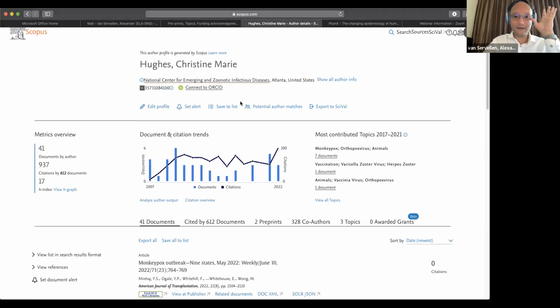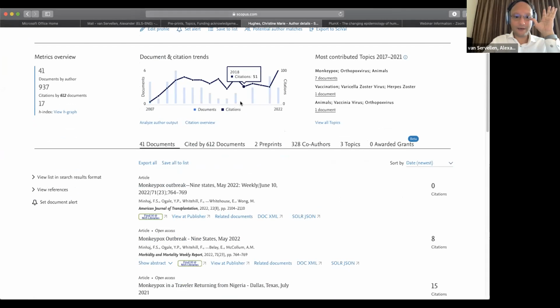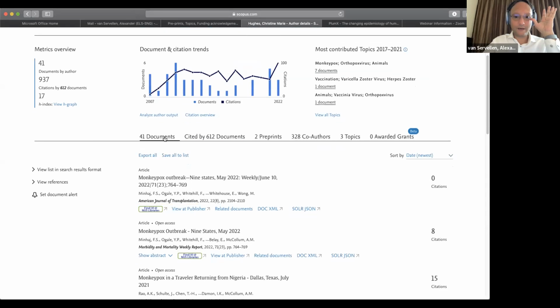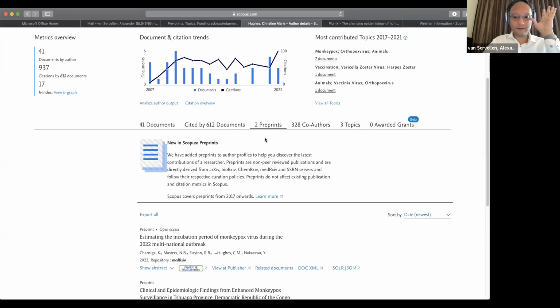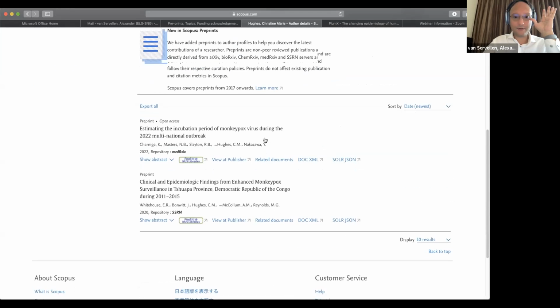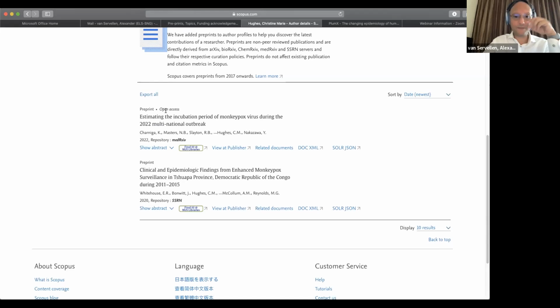So we can see a lot about Christine, including their peer-reviewed papers, right? So these are 41 peer-reviewed papers. And I see, hey, preprints. So this person has published a preprint in medRxiv, how do you pronounce this? Med Archive, yeah. So I shouldn't say Rigsfoot. So in 2022, so this is new.